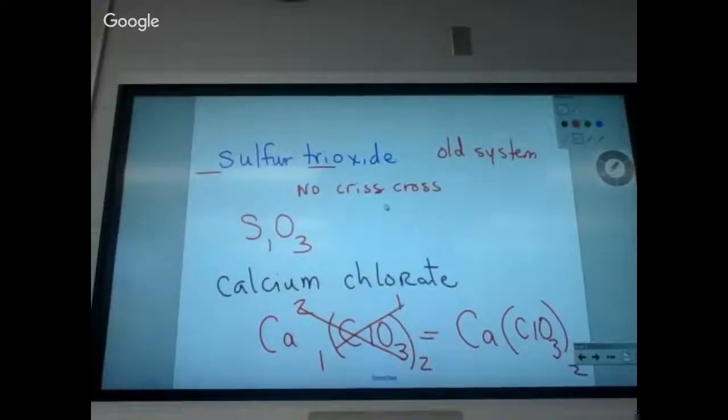This one, all. You cannot use old system, otherwise everything crashes. Manganese. After you make the testing, everything after the testing is polyatomic ions.